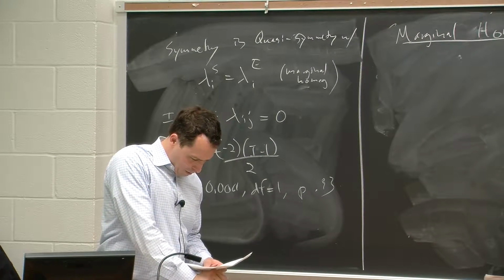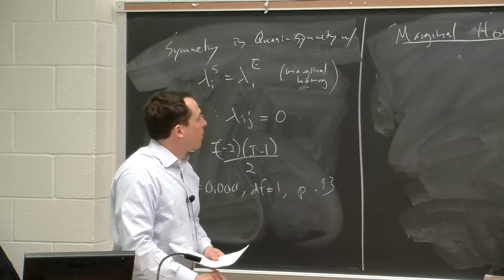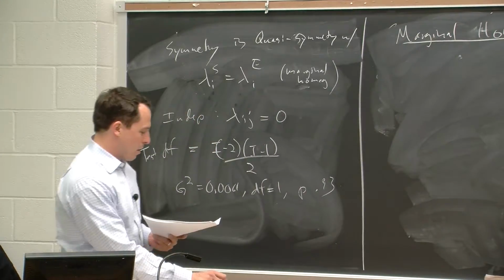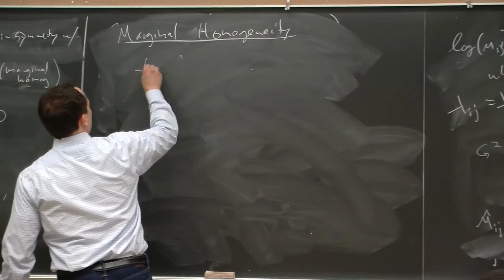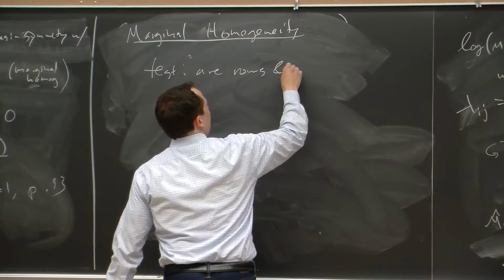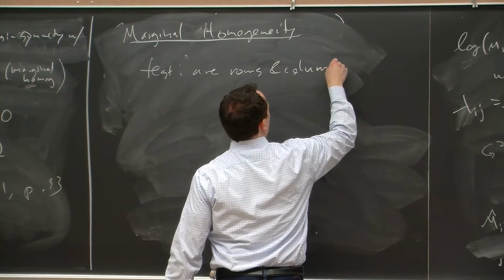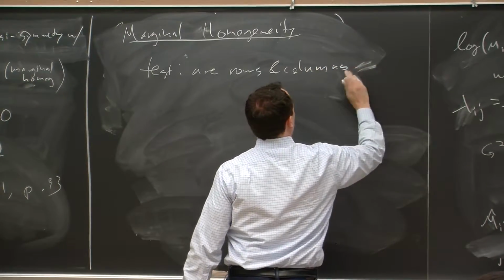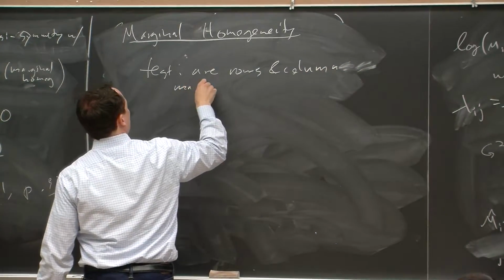Okay, so marginal homogeneity. The idea of marginal homogeneity is you want to test: are the rows and columns really the same? Is the row marginal the same as the column marginal?